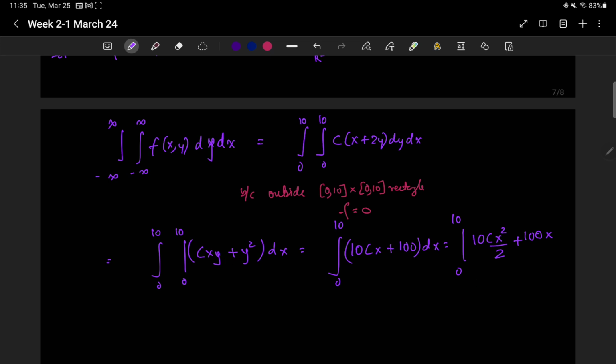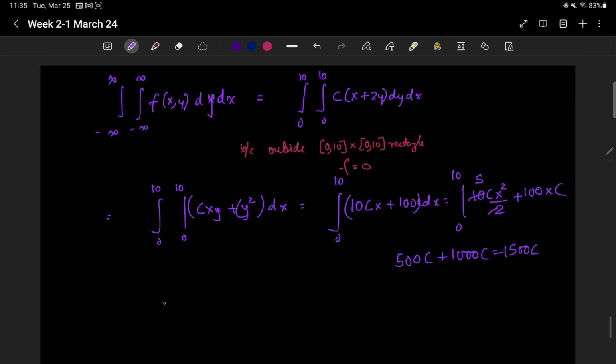Looks like I made a mistake here. The c is distributed to both terms, so there will be a c here, and a c here, and then a c here. Okay, so that's 5 times 100 is 500, so 500c plus 1000c is 1500c. All of this needs to equal 1, so 1500c equals 1. That gives me the value of the constant.